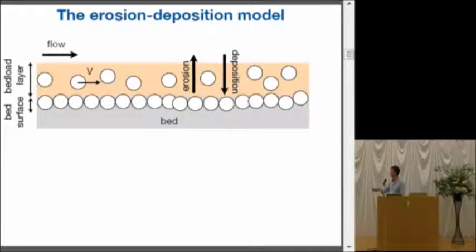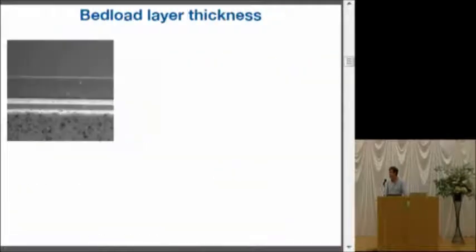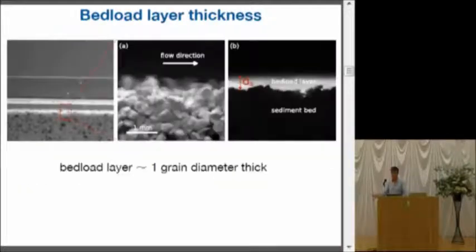And you can see that the thickness of the bedload layer is of the order of the grain diameter. So this has, of course, important consequences on bedload transport. In particular, it means that bedload transport is primarily controlled by the characteristics of the flow in the vicinity of the bedload layer.